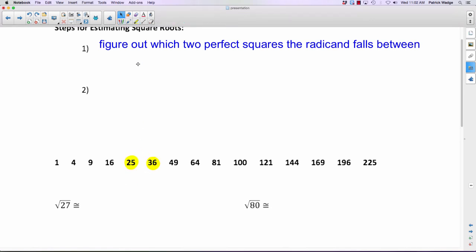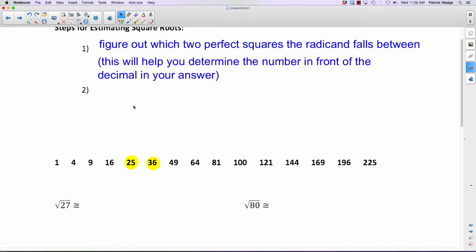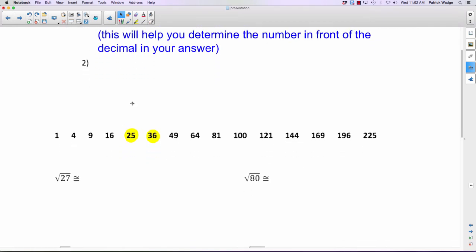Okay, great. So how does that help us? Because this is going to help us to determine the number in front of the decimal in your answer. Is that confusing? Okay, let's go through it. Because we know it's between 25 and 36, that's great because we can take the square root of those numbers easily. What is the square root of 25? The square root of 25 is 5. We already talked about that. What's the square root of 36? What number multiplies by itself to give 36? 6.